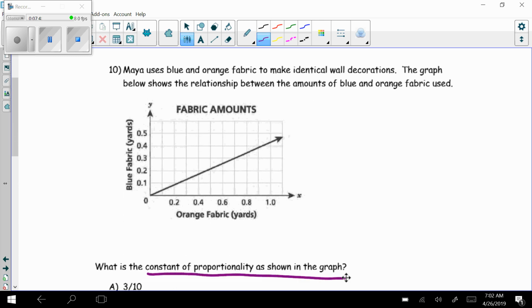Find the constant of proportionality. So you have to find a nice crossing point, which I find right there. Write down the coordinates. Between 0.6 and 0.8 is 0.7, and it looks like it's 0.3. So that would be the coordinates of the point. You do y over x, 0.3 over 0.7, and you put it in your calculator and you'll have your answer.